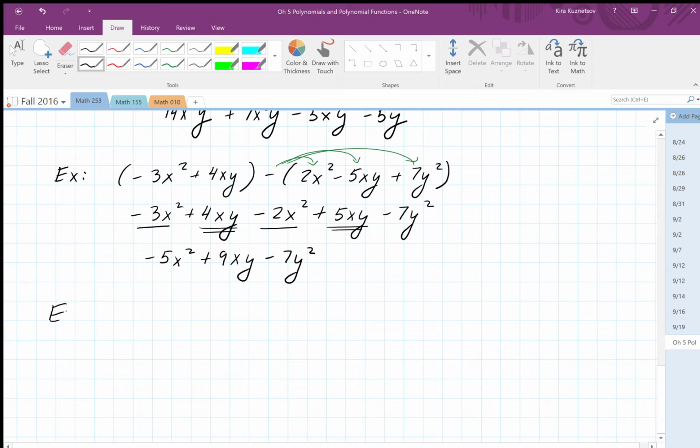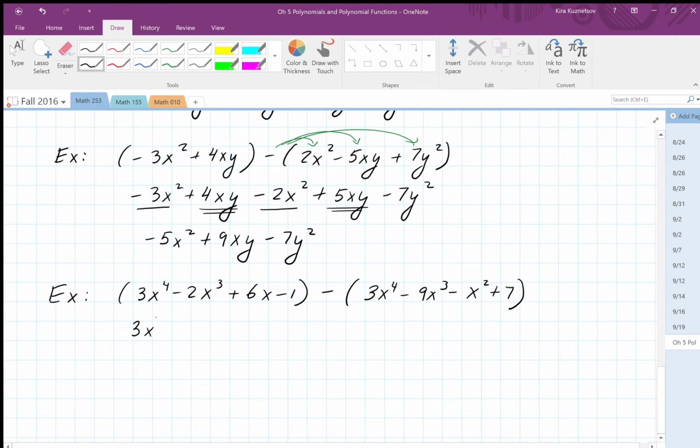Let's try to do this one more time. 3x to the power of 4 minus 2x cubed plus 6x minus 1 minus 3x to the power of 4 minus 9x cubed minus x squared plus 7.